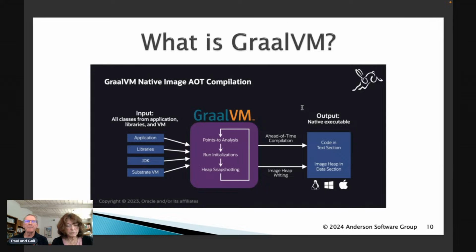Now, the inputs to GraalVM that you see here on the diagram are a Java application, any dependent libraries that you have, the JDK, and a Substrate VM. And the GraalVM itself performs several steps that you see here: points-to analysis, run initializations, and heap snapshotting. The outputs of GraalVM are the ahead-of-time compilation of the code to the text section, along with an image heap in the data section of the native executable. And note that GraalVM can generate native executables for Linux, Windows, and Mac OS.